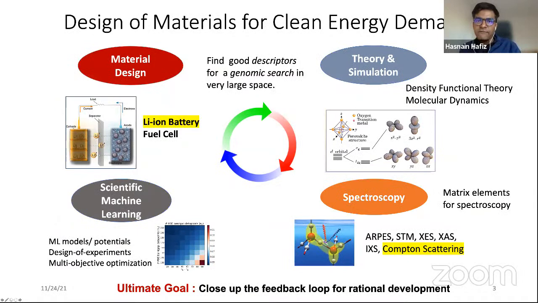Now, my research interest focuses mainly on the design of materials for clean energy demand. And my work, let me just make a pointer. There's a pointer. Okay. As I was saying, my research interest mainly focuses on the design of materials for clean energy demand. My work connects theory and simulation with spectroscopy, and more recently scientific machine learning, for the rational design and development of materials for energy applications such as lithium-ion batteries and fuel cells.